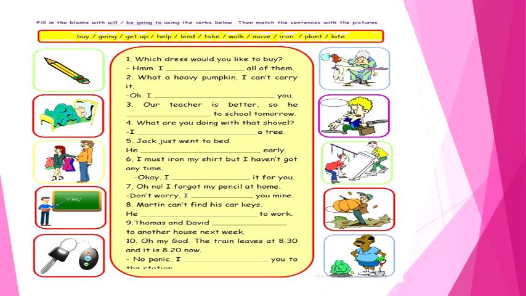Number 1, which dress would you like to buy? I dash all of them. Okay, so you just see which verb suits here. And remember, you have to use will or going to with the verbs you choose. Okay. Number 2, what a heavy pumpkin. I can't carry it. Okay, I dash you. Now please take your time and do the correct choice. I will be sharing the answer key with you, don't worry.